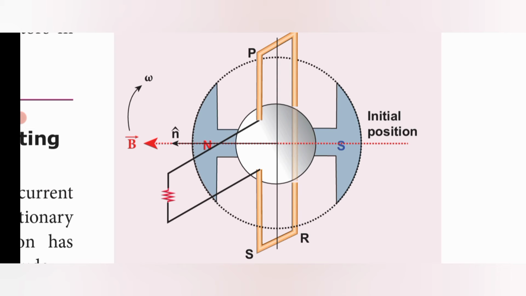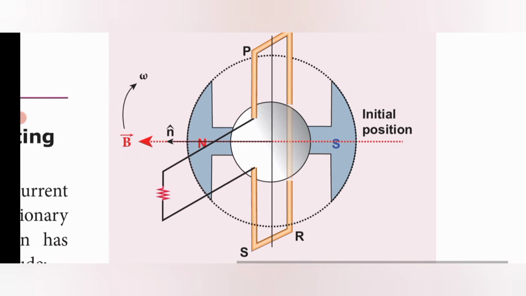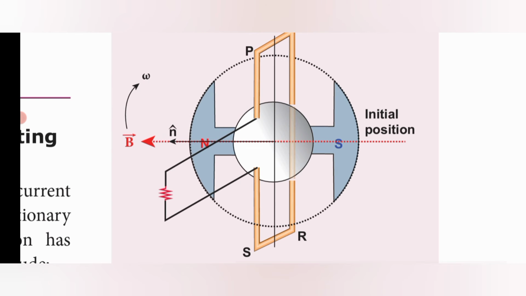So at that instant, the direction of the magnetic field is perpendicular to the plane of the loop, that is PQ or RS. So in this horizontal position of the magnetic field, the induced EMF is 0. And when the magnetic field rotates through 90 degrees, the magnetic field becomes parallel to PQ or RS, and the induced EMF is maximum here.